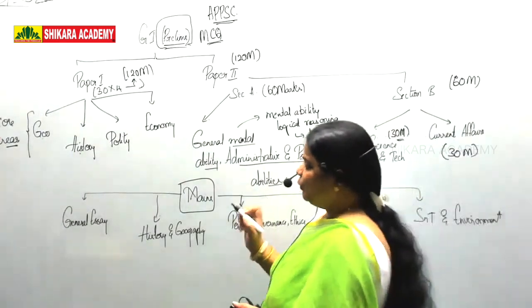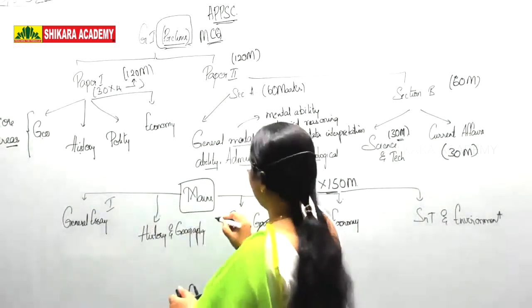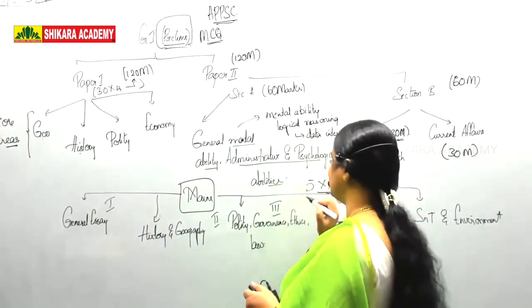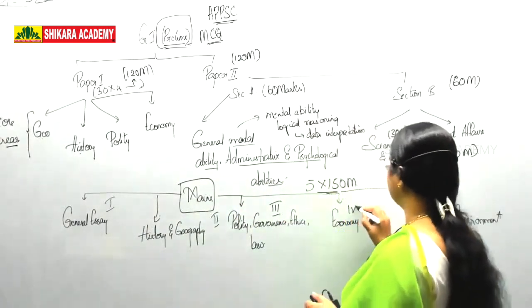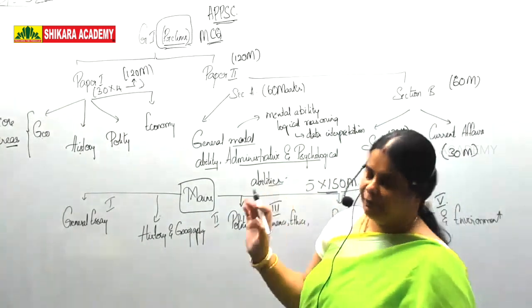Alright. Paper 1 is general essay. I would like to talk about general essay later. Paper 2 is history and geography. Paper 3 is polity, governance, ethics, law. Paper 4 is economy and paper 5 is S&T and environment. These are the 5 areas you have.